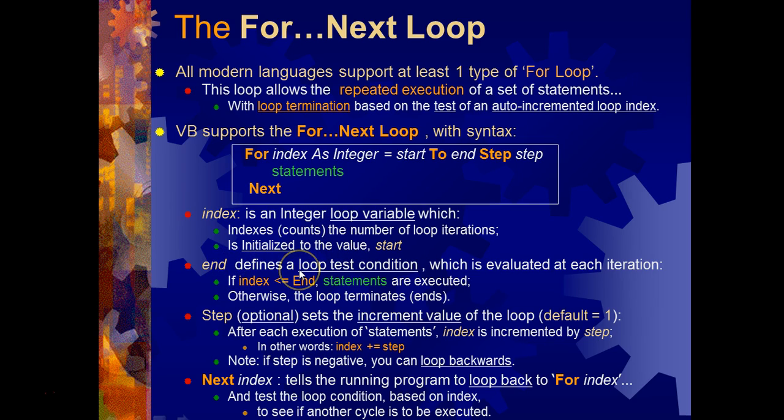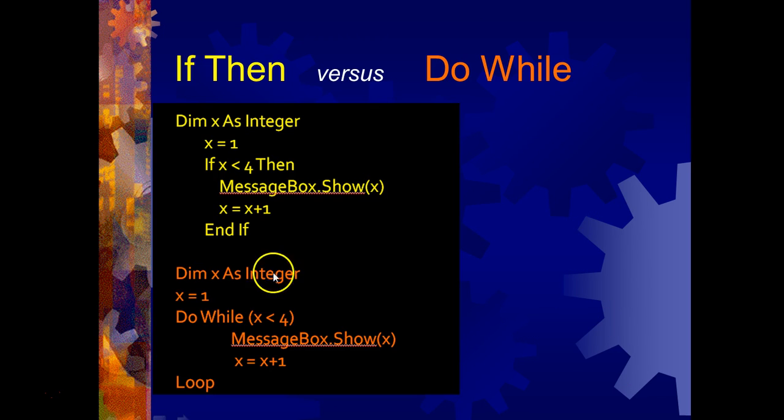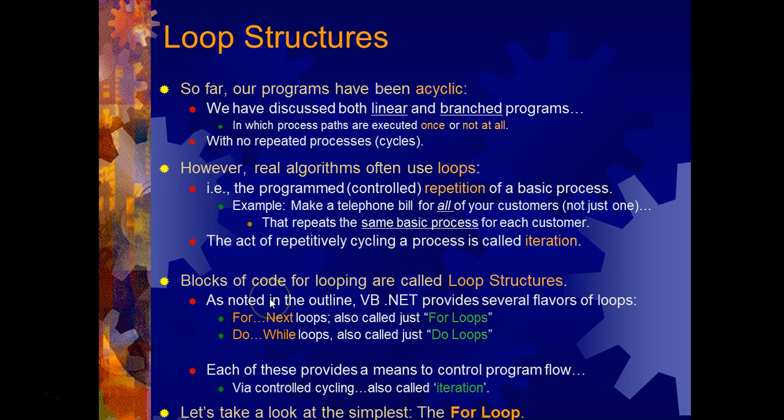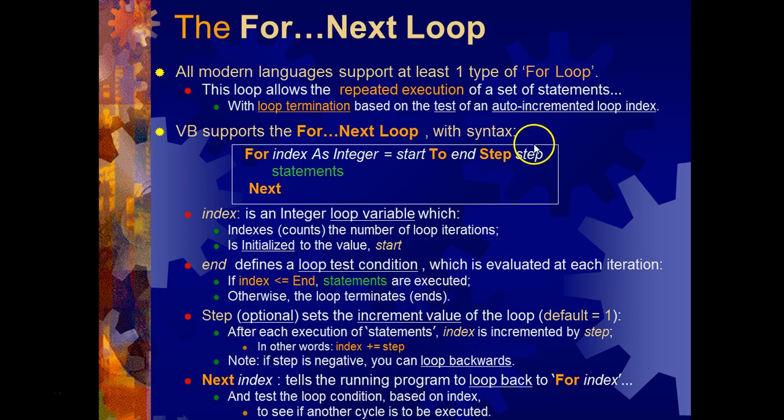and end defines a loop test condition. So he's saying it's a condition just like this was a condition. And that's okay, just like this was a condition, but it's also just like an endpoint, when to stop. Okay, which is evaluated at each iteration. So he's saying, is I equal to end yet or not? So that's the condition. That's one way to explain it.